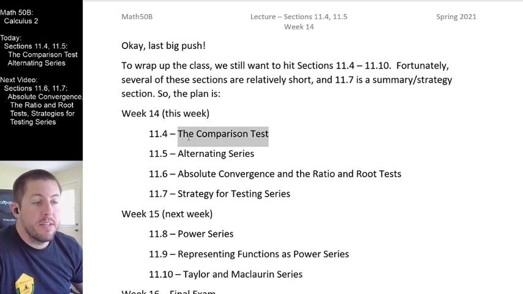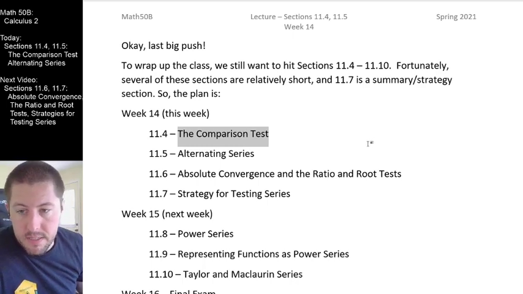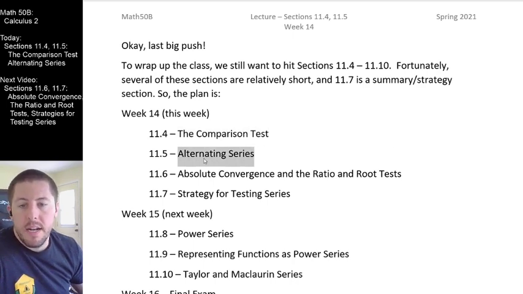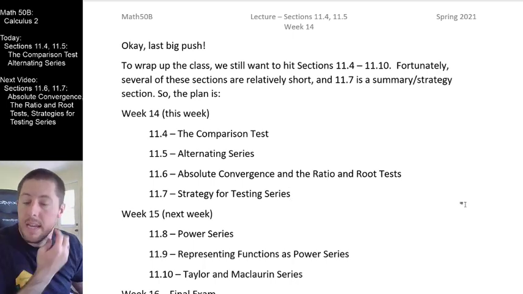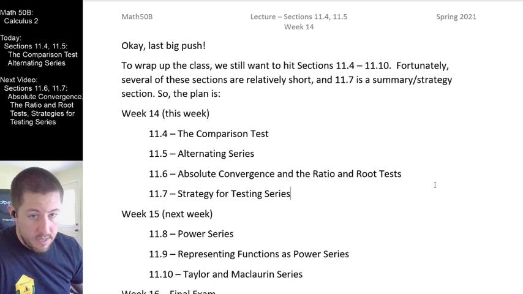today. We're going to hit the comparison test. That one's going to be relatively easy because we've already seen two other comparison tests this semester, one for integrals, one for sequences. Today we're getting the comparison test for series. We're going to look at alternating series. What happens when series have terms that alternate positive and negative back and forth? We're going to get a very convenient test associated with alternating series.